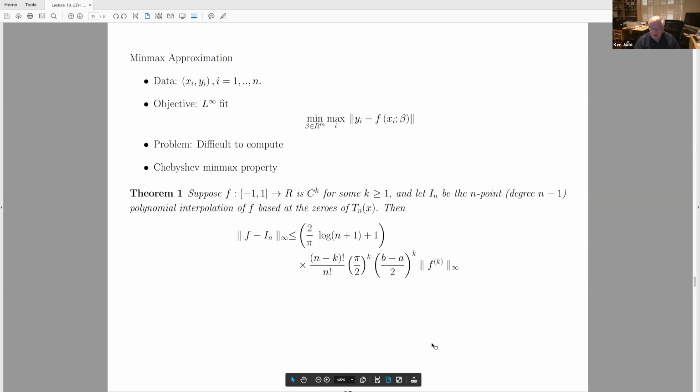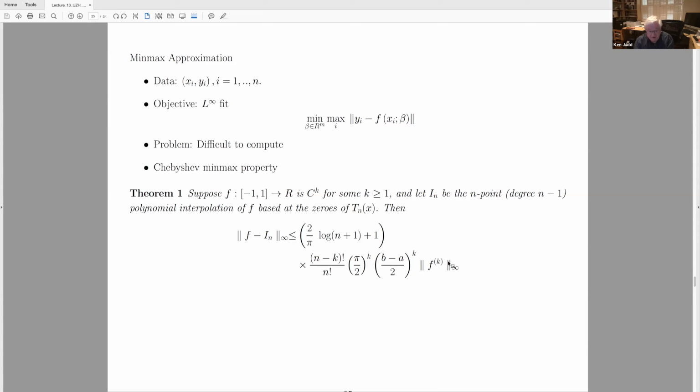Now, why do we talk so much about this? It turns out that Chebyshev regression, including interpolation, is very good. And here's the key theorem that says that the L infinity error between f and its degree n Chebyshev approximation is bounded above by these terms.